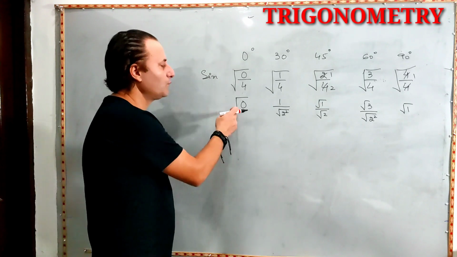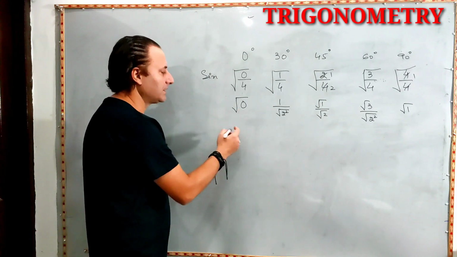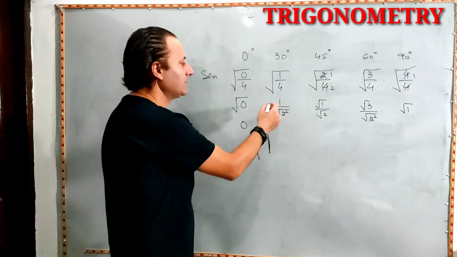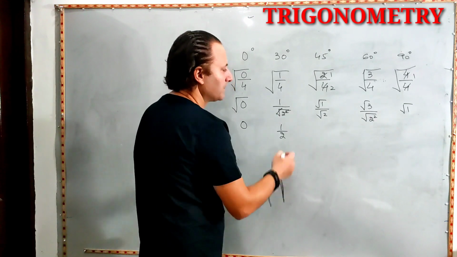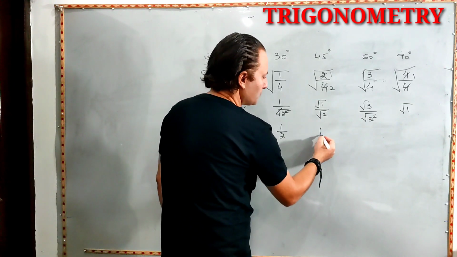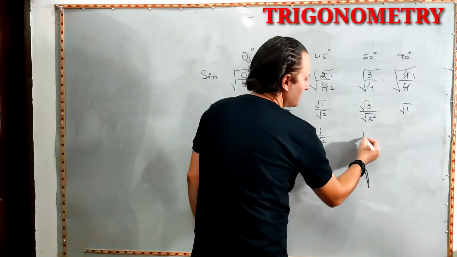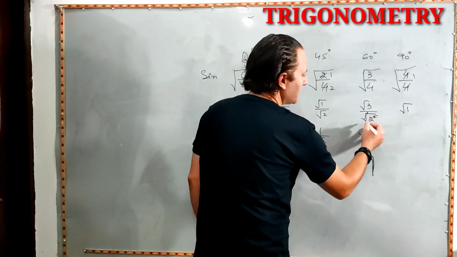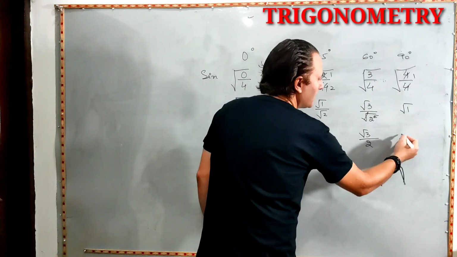Now what happens? We know for a fact that under root 0 doesn't make any difference, so it is 0. Here square and root gone, we have 1 upon 2. Then under root 1 is 1, under root 2 will be the same, under root 3 will remain the same, 2 and square gone, then we have 2 here, and under root 1 is 1.